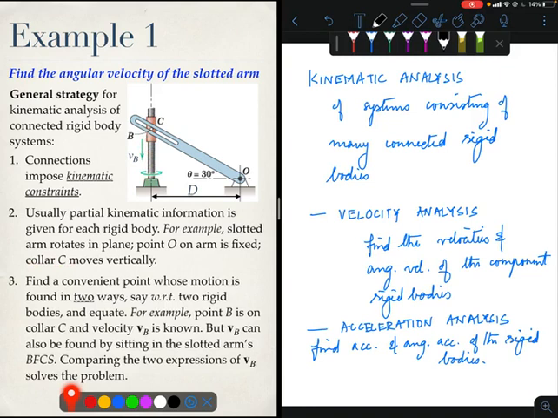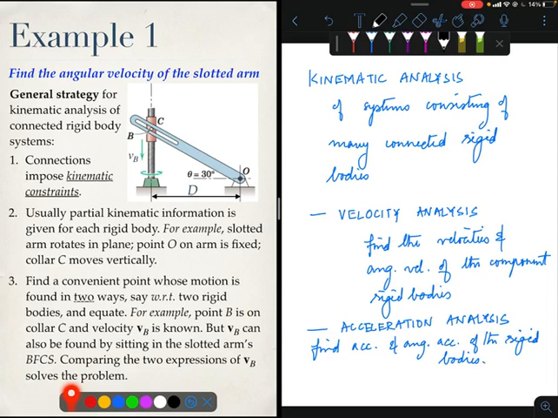Knowing this, what is done is that we find a convenient point and we write the motion of that convenient point in 2 different ways, maybe with respect to 2 rigid bodies, and then we equate the way we have written the motion of this point and thereby solve the problem. So for example, point B here, which is the pin on the collar C, we know its velocity, it is going up and down at velocity Vb. But the velocity of the point B can also be investigated by sitting on the slotted arm.